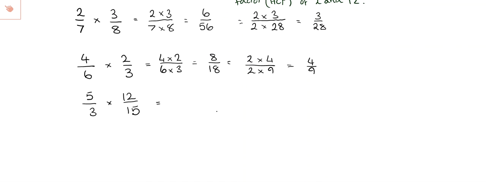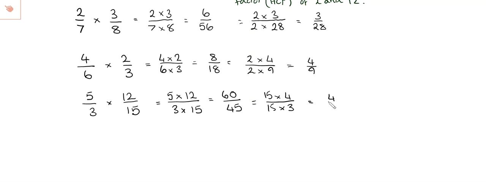And then finally, the one I gave you. It would be 5 times 12 over 3 times 15, and that would give you 60 over 45. And then I divided that by 15: 15 times 4 and 15 times 3. So the answer would be 4 over 3. Good.